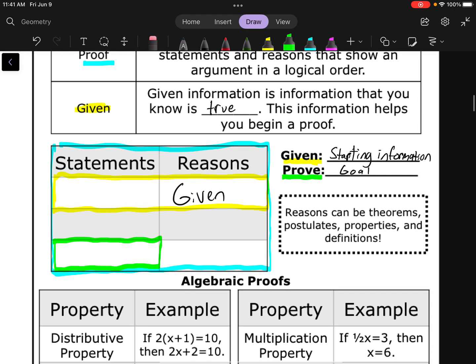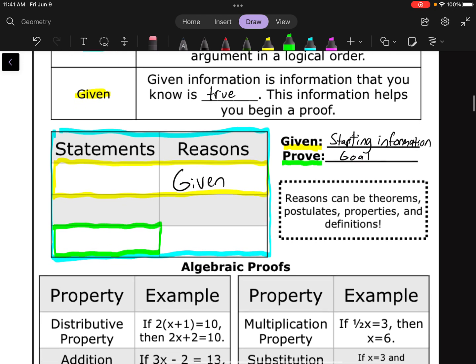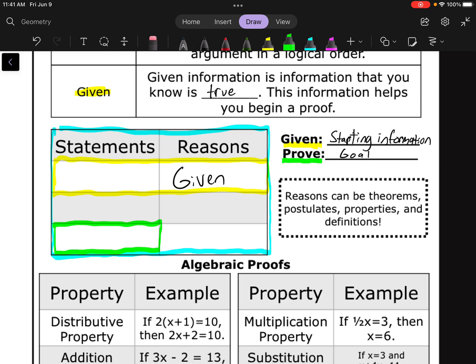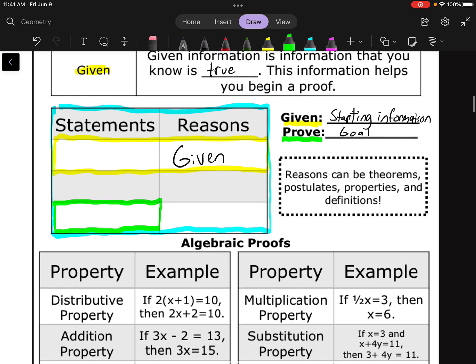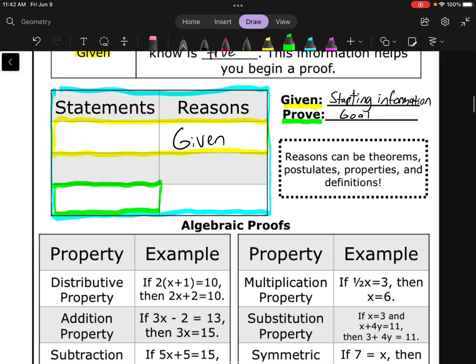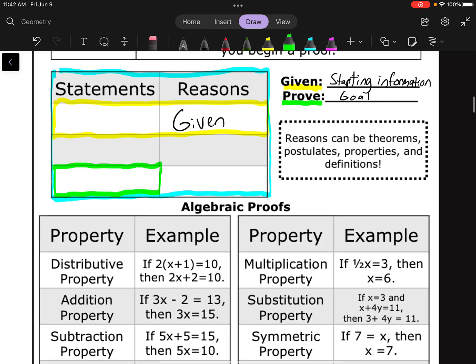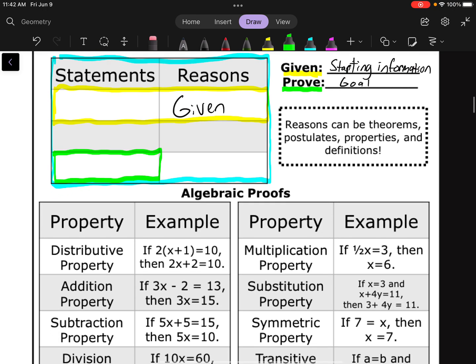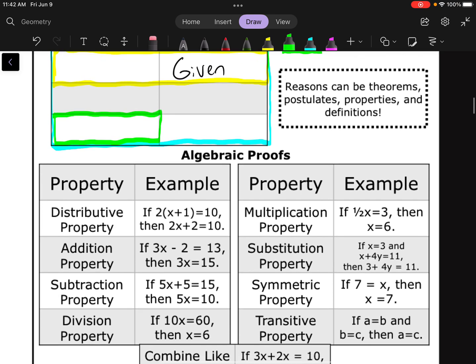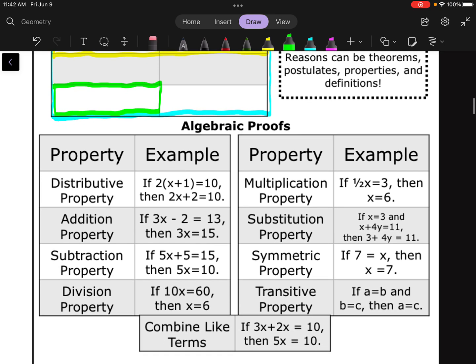So oftentimes with people beginning to learn how to do proofs, those reasons are the toughest things to come up with. So the kind of stuff that we're going to start with here today are algebraic proofs, just based off of algebra. So no geometry really right now. We're just going to try to get used to the two-column proof structure. Now, we know a lot of things about algebra. And down below here, we've got a bunch of different properties that we know that we can use. So I'm just going to run through these real fast just so you can kind of see them written out.